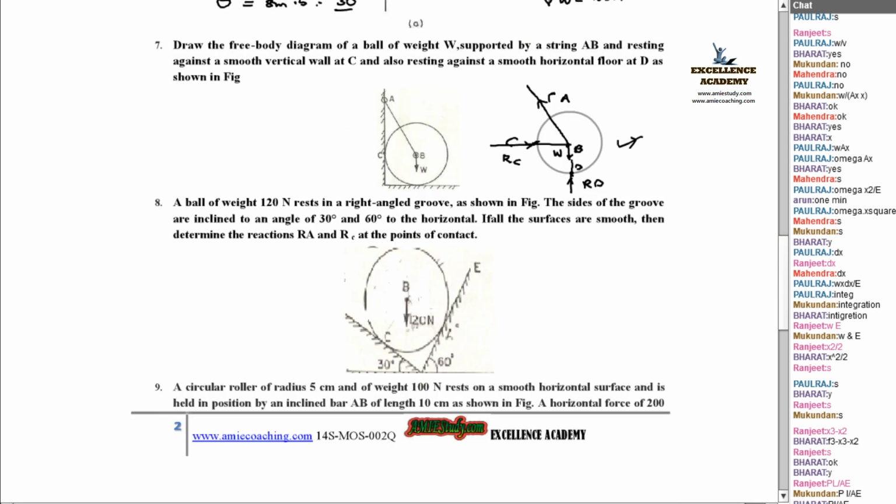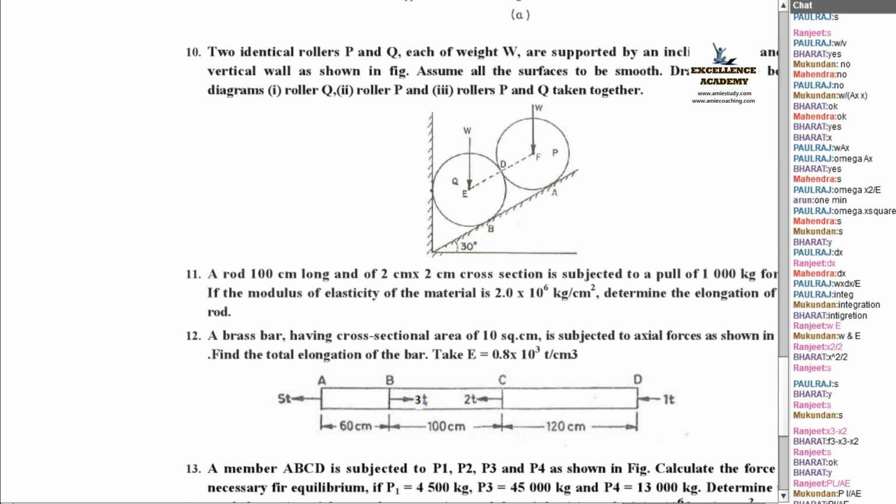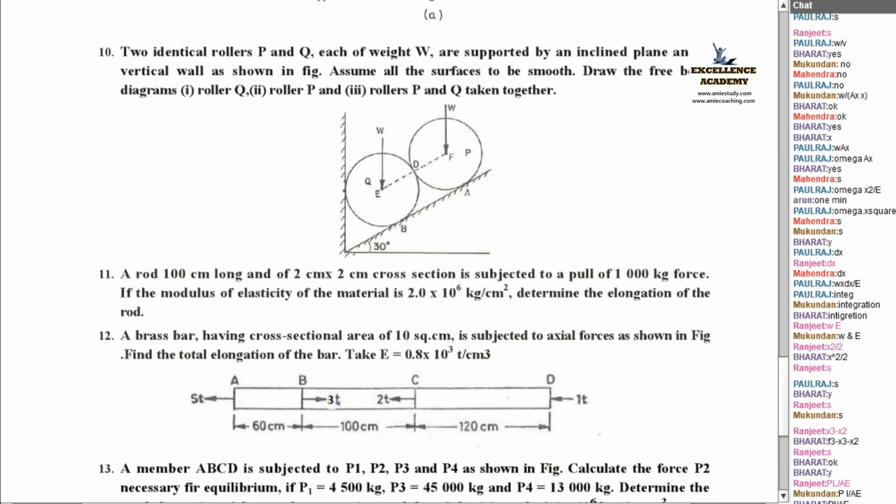So, administration relax. Can you see the 11th question? 11th question.